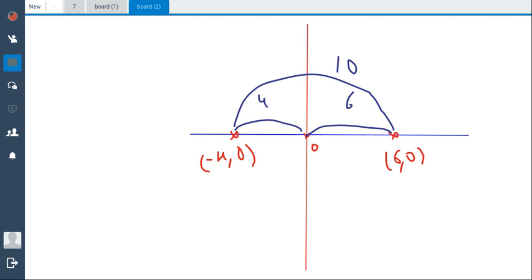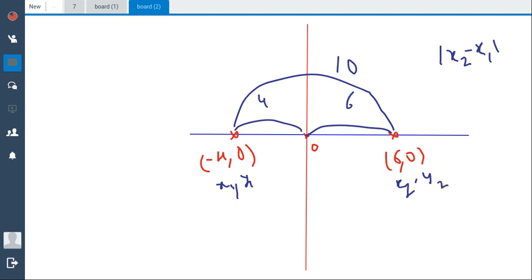Suppose you are applying the formula: if the 2 points lie on the x-axis, the distance between 2 points formula is modulus of x2 minus x1. The first point you can take as (x1, y1), and the second point you can take as (x2, y2).